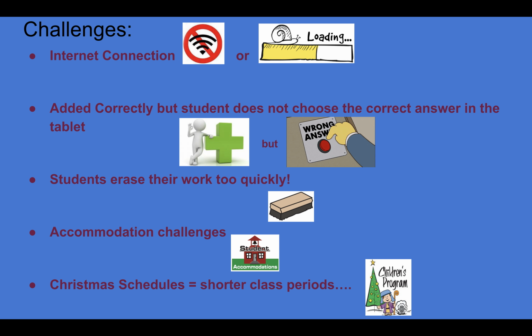So, some challenges that I went through. The internet connection at my school, sometimes we lose internet connection, or sometimes it takes a long time to load. This did happen to one of my students, where a little error message popped up in the middle of her quiz. She did the math correctly on her whiteboard, but because of her internet connection error, she was not able to mark the question on the Kahoot correctly.